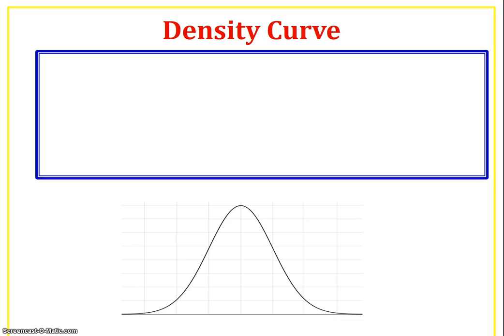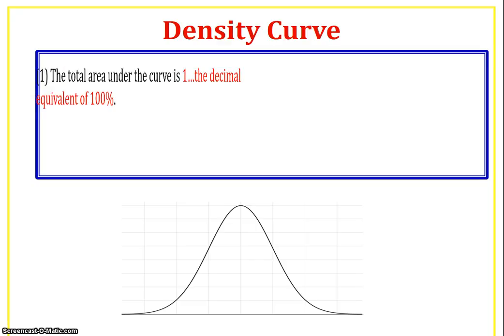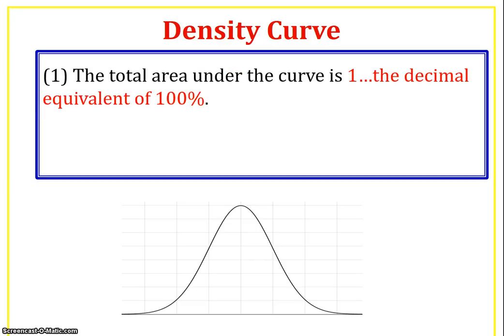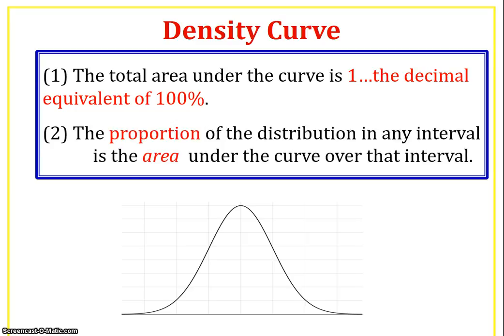So when we talk about a density curve, what do we mean? With a density curve, the total area under the curve is always going to be equal to 1. That's the decimal equivalent to 100% of the distribution is under the density curve. And the proportion of the distribution in any interval is equal to the area under the curve over that interval.